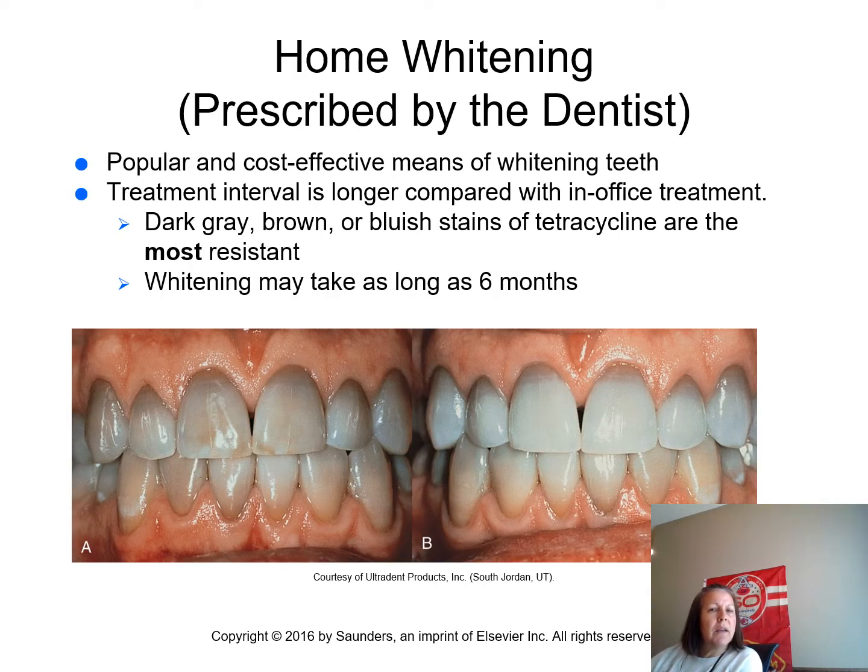So home whitening is prescribed by the dentist. As we know, it's the most popular and cost-effective way of whitening our teeth. There are some stains that will lighten much better or much more effectively than others. The dark gray brown that we see or blue from tetracycline staining is the most resistant. For these people, they're going to need to whiten up to as long as 6 months. So it's going to take a little bit longer for them to achieve those results that they would like to see.